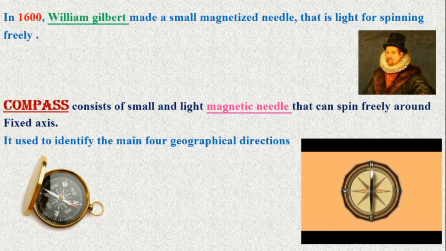So let's say it again. What is the compass? It's a tool consists of a small and light magnetic needle that can spin or move freely around a fixed axis. And we use it to identify the main 4 geographical directions. Because the compass or the magnetic needle points to the north-south direction. You can see it easily here on the second picture. You can see that the magnetic needle has a red part. This red part points to N or points to north.